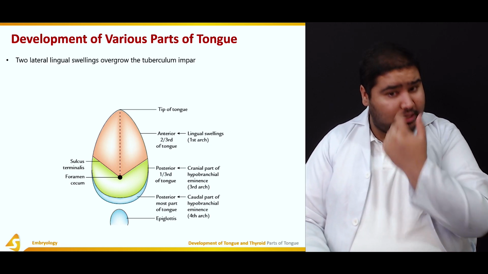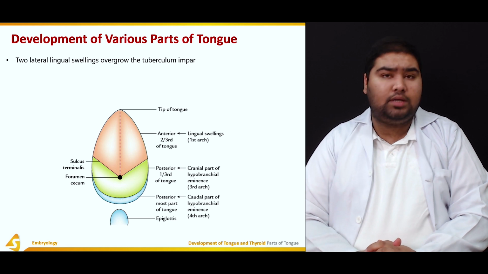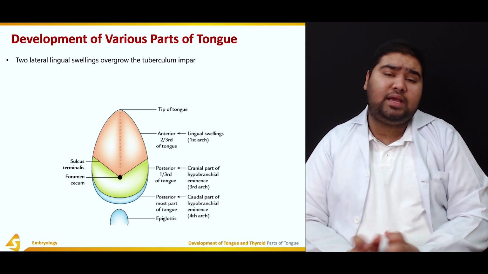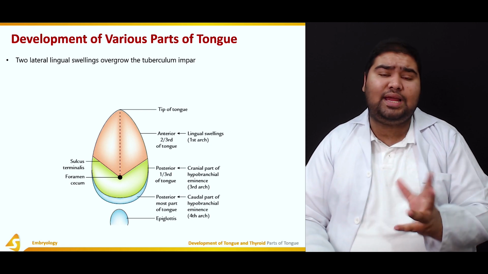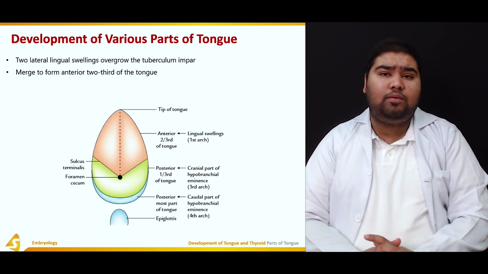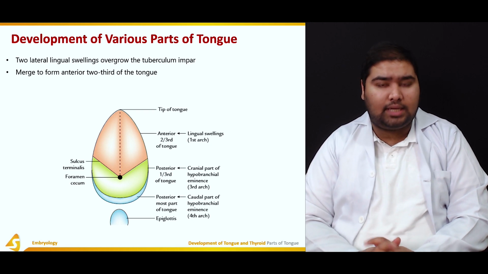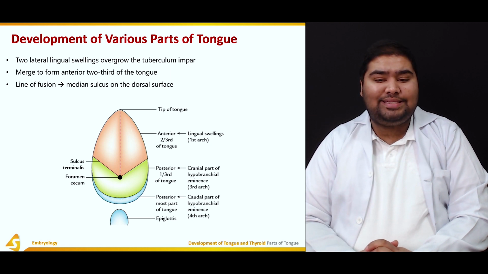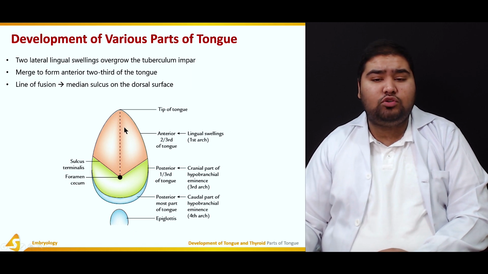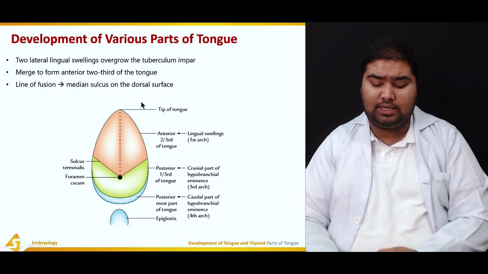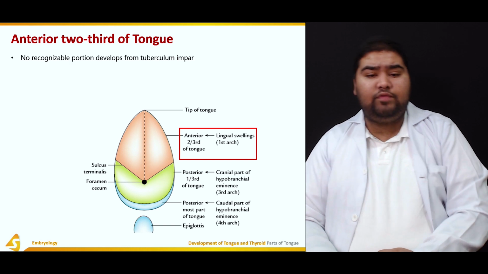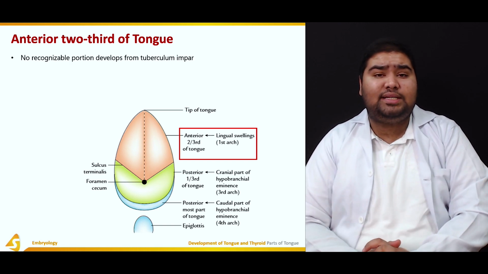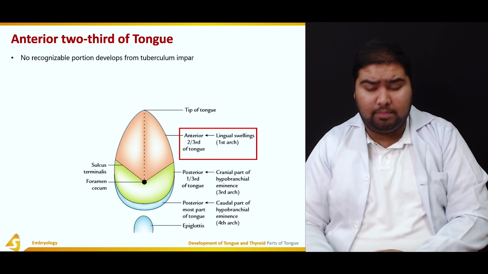So the two lateral lingual swellings overgrow the tuberculum impar. Tuberculum impar, being a vestigial part, does not form any adult structures. They merge to form the anterior 2/3 of the tongue. The line of fusion is the median sulcus on the dorsal surface. So the median sulcus represents the line of fusion of the two lateral lingual swellings, which is this dotted line. So moving on, there is no recognizable portion that is developed from the tuberculum impar.